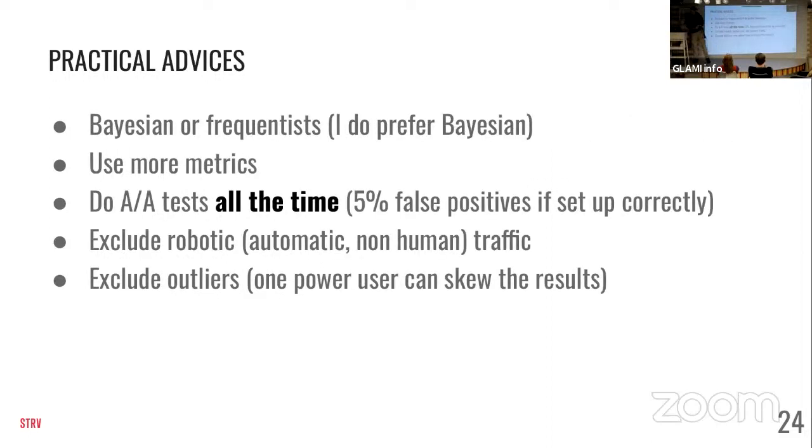I usually prefer the Bayesian approach because of the interpretation of the results. It's not something like "we rejected the null hypothesis with this p-value and so on," which I think is non-intuitive. In the Bayesian world, you have a direct probability and that's it. There are some problems with both, so it's not a silver bullet, but use more metrics, as I said, than one.